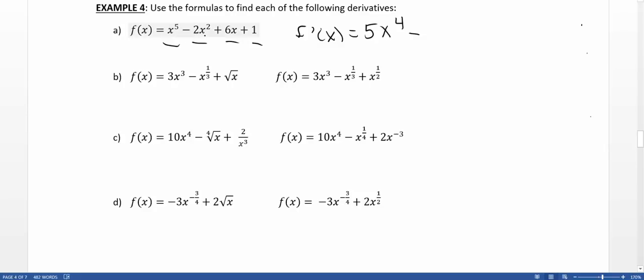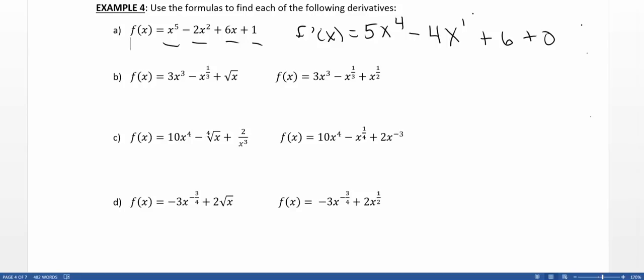Minus, now we have 2x squared. So the 2 comes down to multiply the 2 from our constant multiple rule, and we get 4x to the 1. Plus, now the derivative of 6x: when you have a constant times x, the derivative is just that constant. And then the derivative of 1 is 0. So that means that we're going to have 5x to the fourth minus 4x plus 6. We don't usually write the plus 0, and we also don't usually write the 1 power, but I'm writing it here now so we can see how the rules have been enacted.